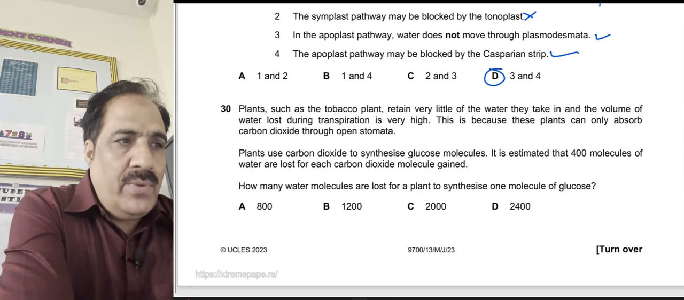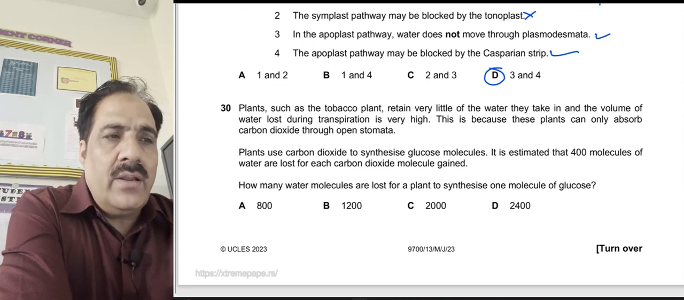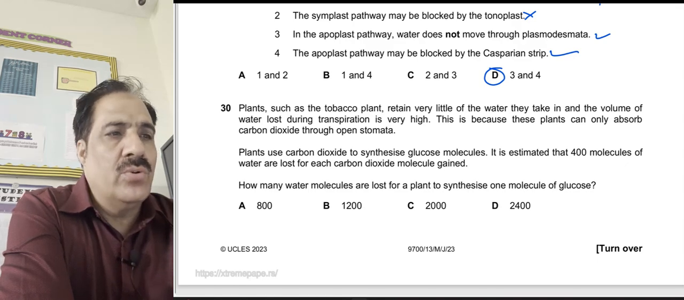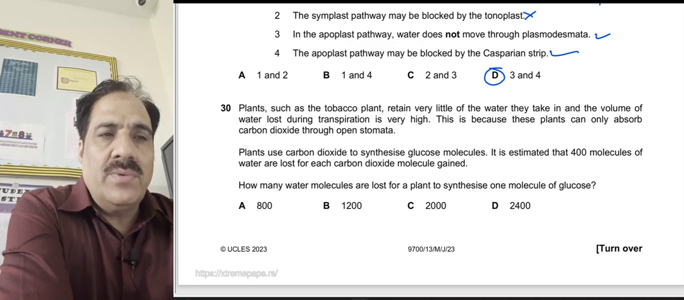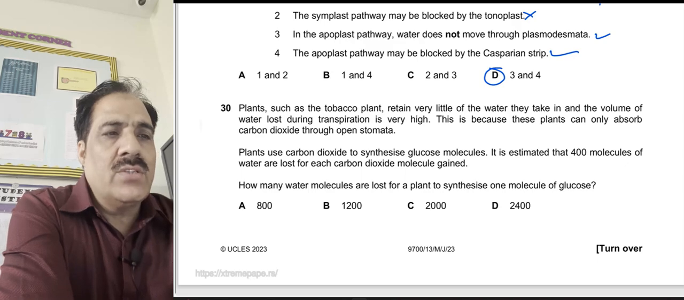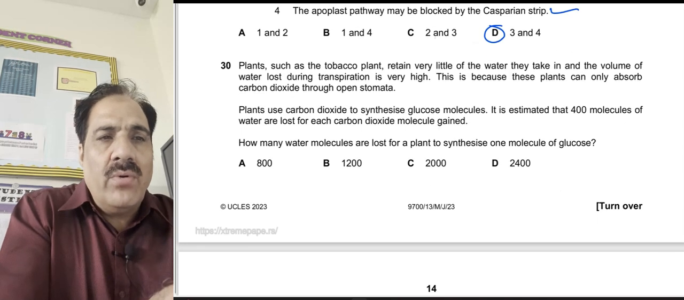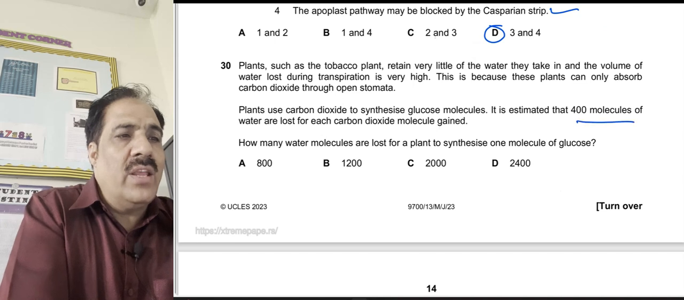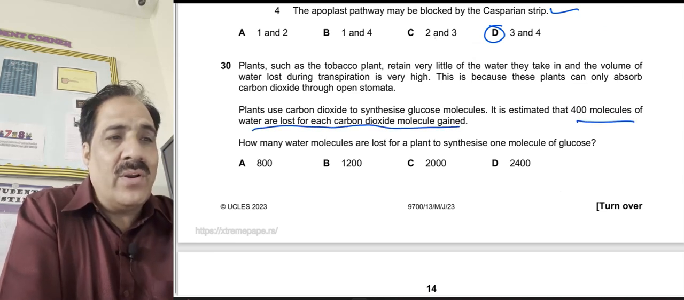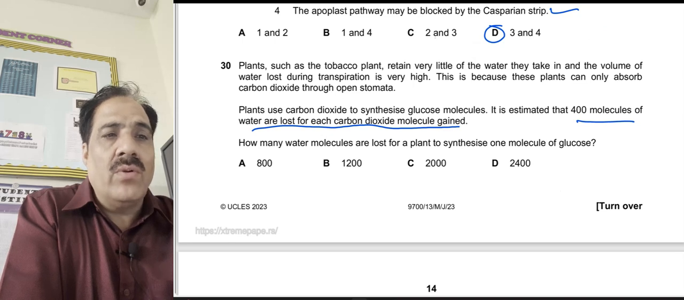Question number 30. Plants such as tobacco plant retain very little of the water they take in, and the volume of water lost during transpiration is very high. This is because these plants can only absorb carbon dioxide through open stomata. Plants use carbon dioxide to synthesize glucose molecules. It's estimated that 400 molecules of water are lost for each carbon dioxide molecule gained. How many water molecules are lost for a plant to synthesize 1 molecule of glucose?